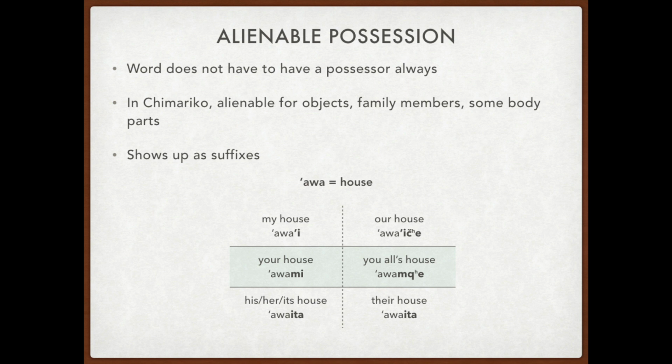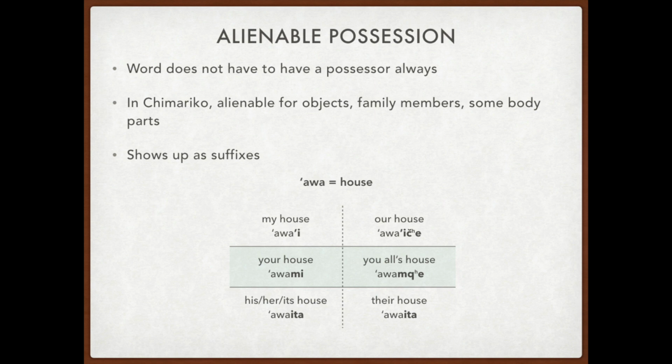Here's an example. In alienable possession, the possession always shows up as a suffix. So that means it comes at the end of the vocabulary word. So let's look at awa, the word for house. On the left side, we have singular. On the right side, we have plural. So my house is awa-i. And I put in bold the suffix that tells you what my is. So awa, house, i, my. In Chimariko, it's really house my, but it shows up as one word, awa-i, my house.